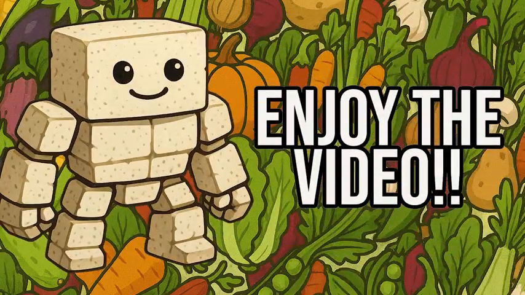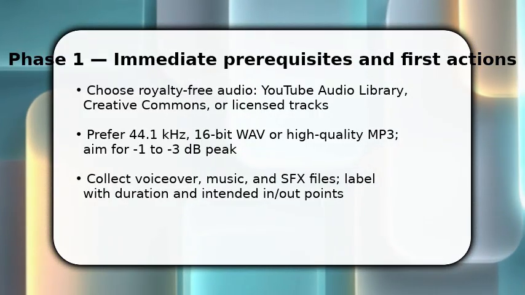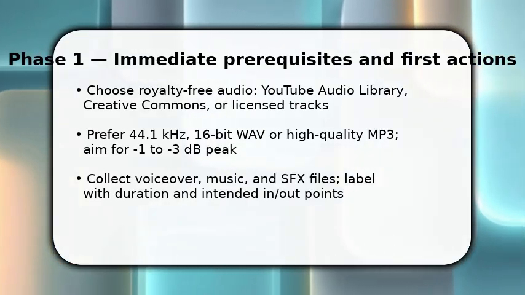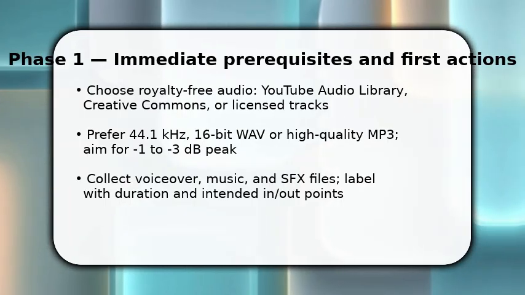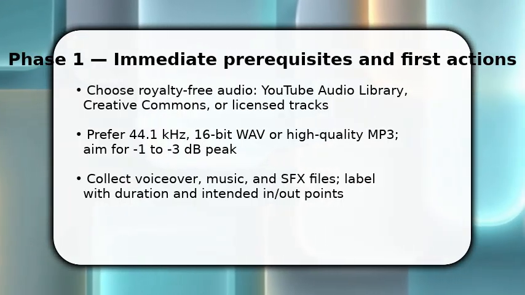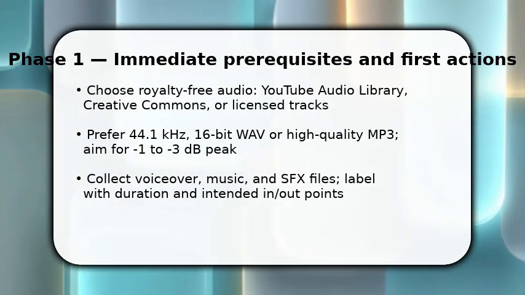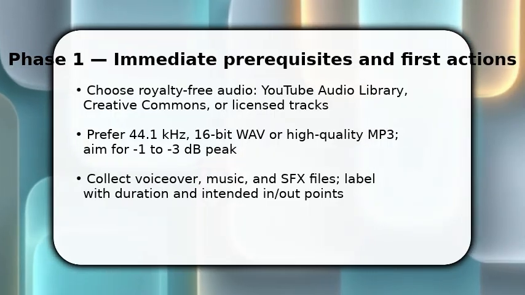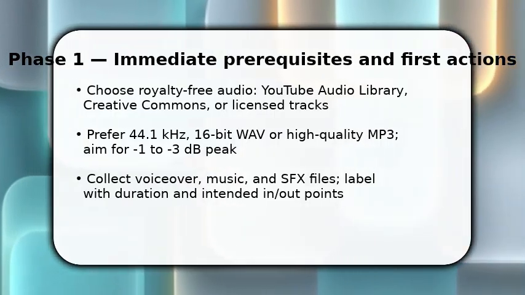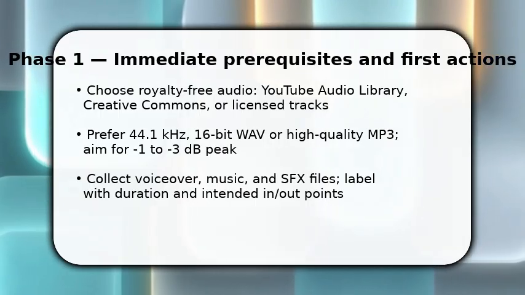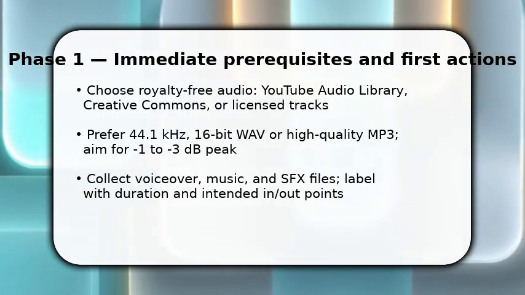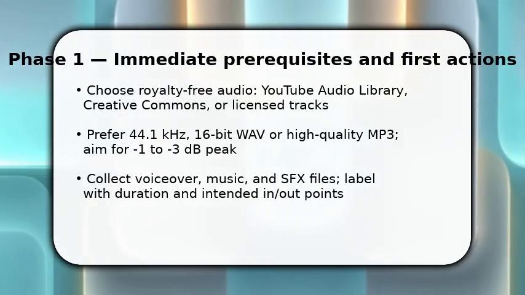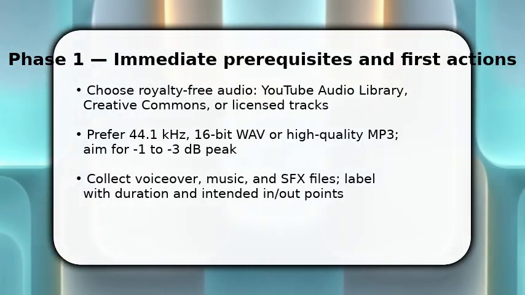Please enjoy the video. You start by gathering audio assets you'll actually use. Pick royalty-free or properly licensed music, plus any voiceover and sound effects. Once done, convert to high-quality formats, 44.1 kHz, 16-bit WAV or a high bitrate MP3, and normalize peaks around -1 to -3 dB so clipping won't ruin the mix. Make sure to label tracks with durations and intended in/out points. This saves time when you sync to your shorts, 15 to 60.